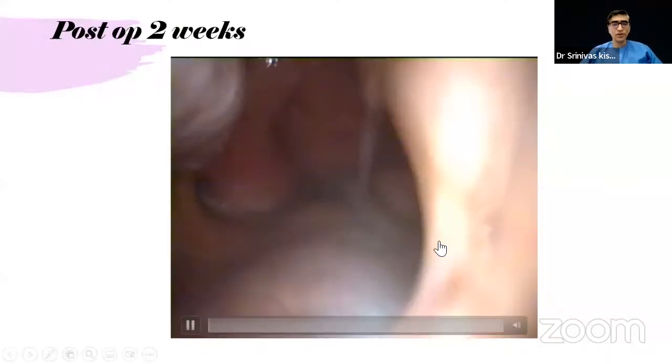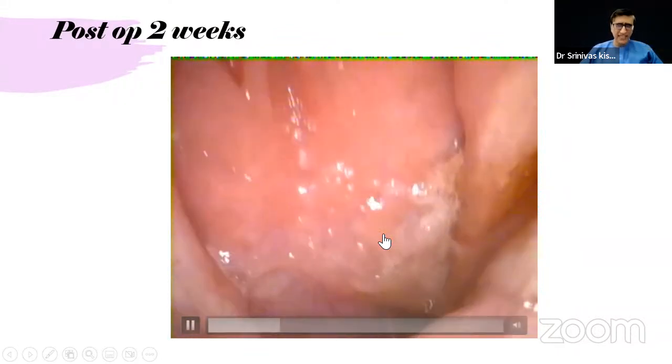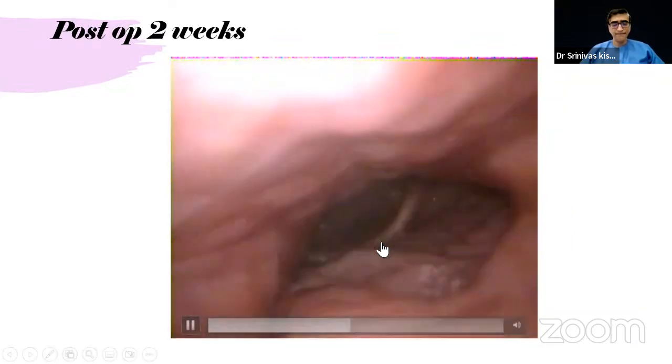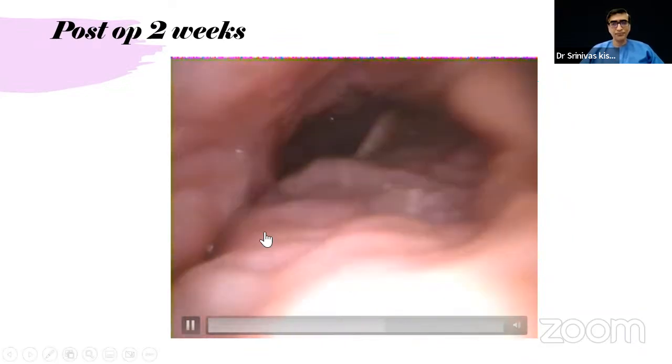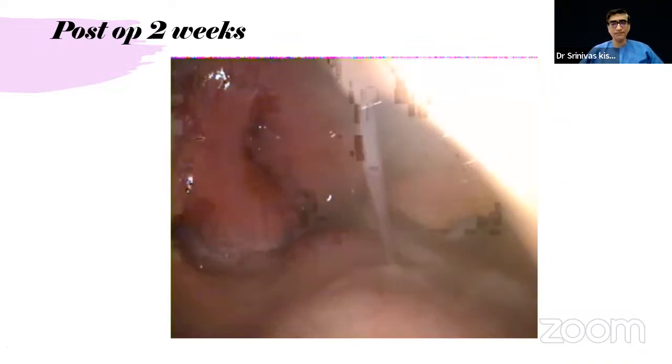And this is post-op 2 weeks. There's a lot of edema, but very surprisingly, there is not too much airway edema. The whole airway just opens up.